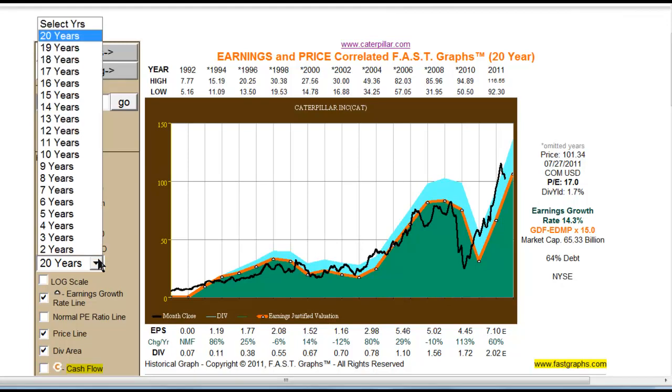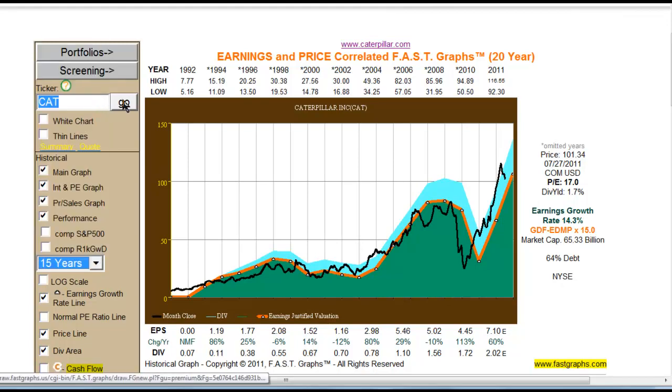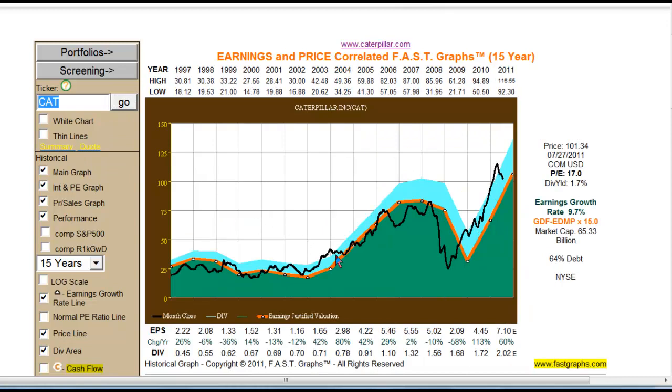In order to focus on that a little better, we're now going to shorten this graph to the 15-year period so that we can see things a little more clearly. What happened here, though, is because we have less earnings growth, our earnings growth rate has dropped to 9.7%. So as you can see, from 1997 to current, Caterpillar has grown earnings at 9.7%.